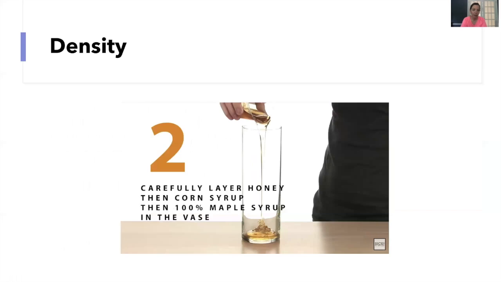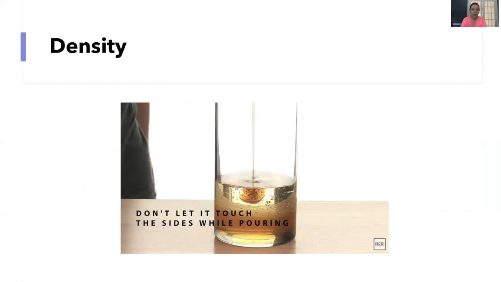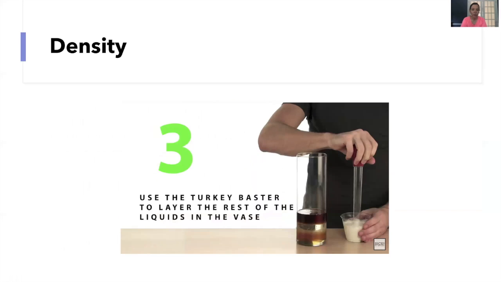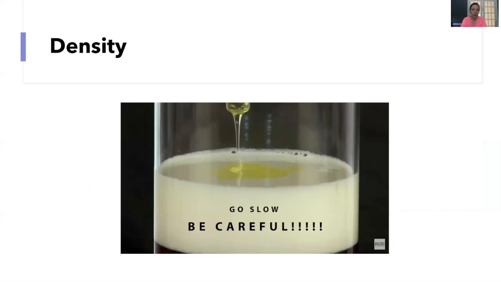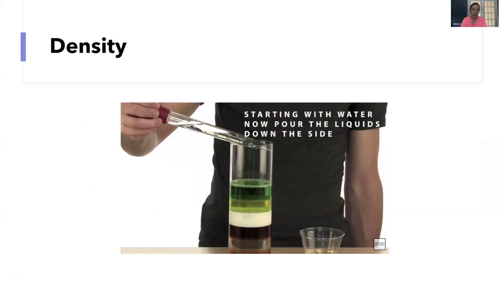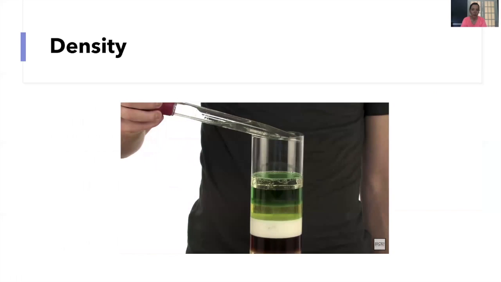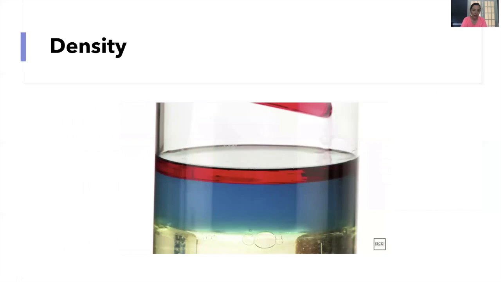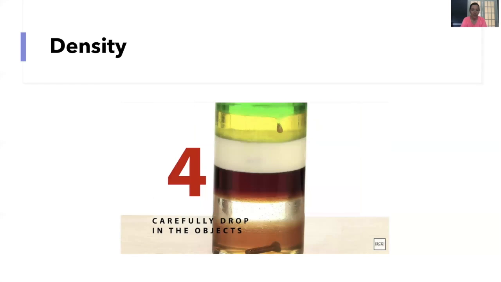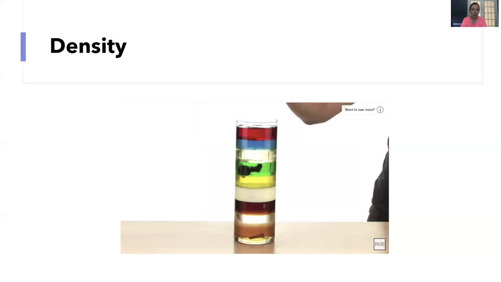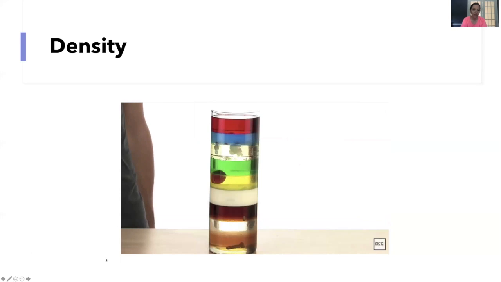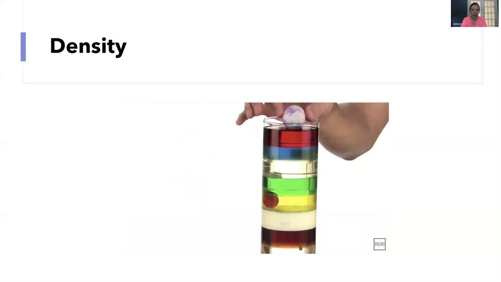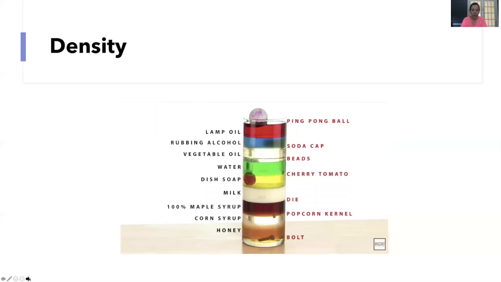So remember, we looked at a density column, and you may have made a density column. In this case, we have lots of different substances, and they are going to be layered by density. You can see that things of less density will float on top of things with more density. So this person is making a density column and just layering the different things. The reason that one floats above the other is because the density is less. It is less dense, which means the particles are spread further apart. Now, when they drop in that cherry tomato, it'll drop right down and it'll float above the things that have less density and sink in the things that have a higher density.